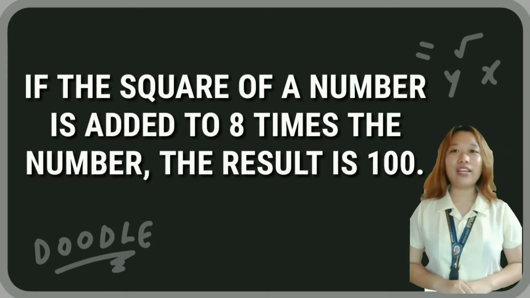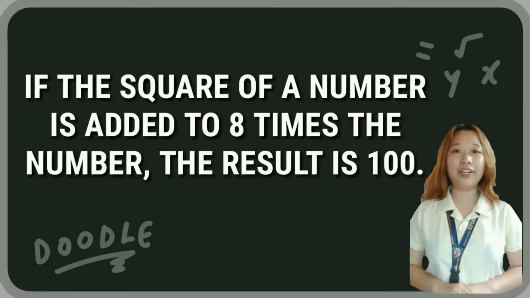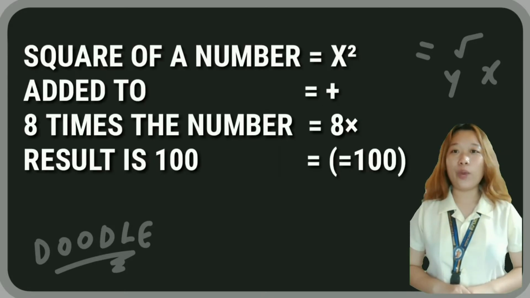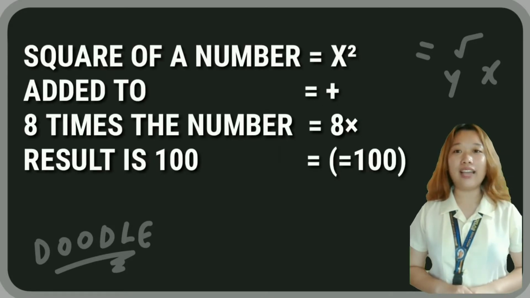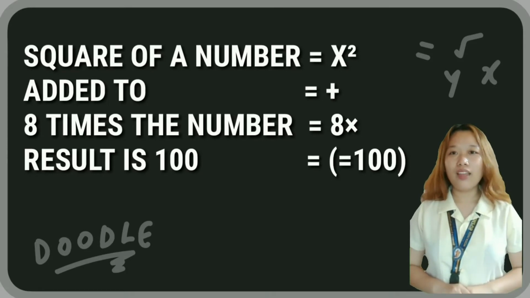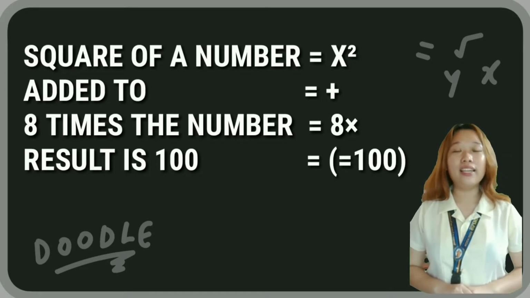Since there is no specified or indicated variable, we will just use x. So, the square of a number can be translated as x squared. Added to, in symbols, is just the plus sign. 8 times the number can be translated as 8x. The result is 100, in symbols, is equal to 100.